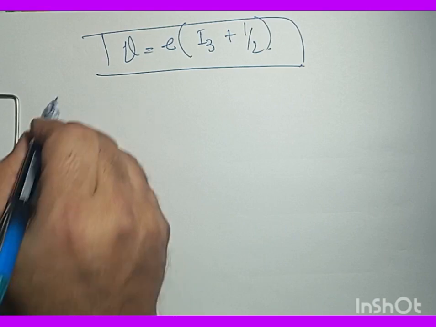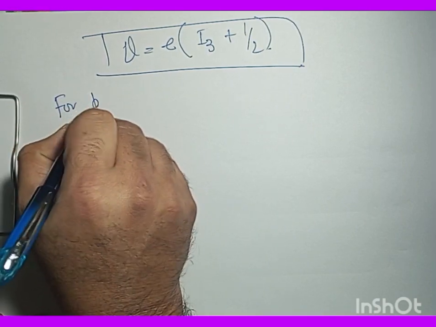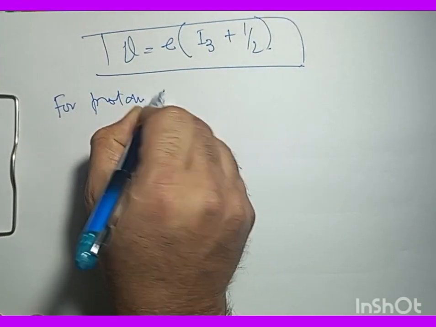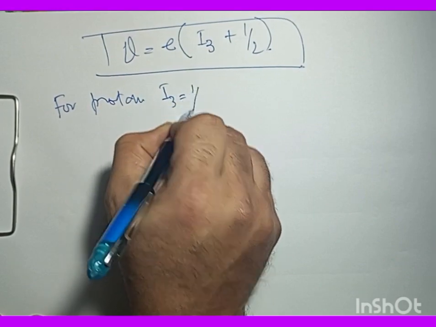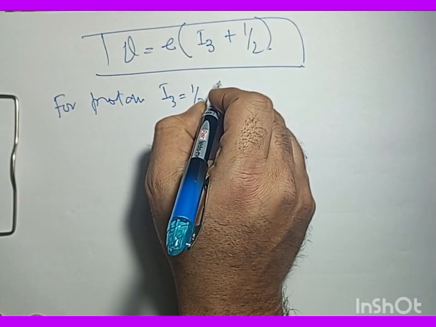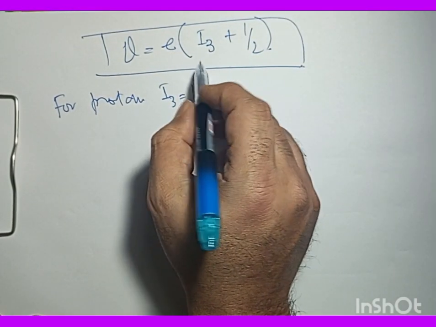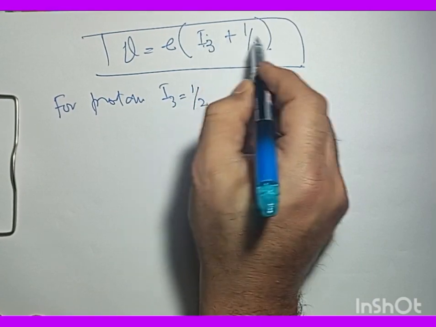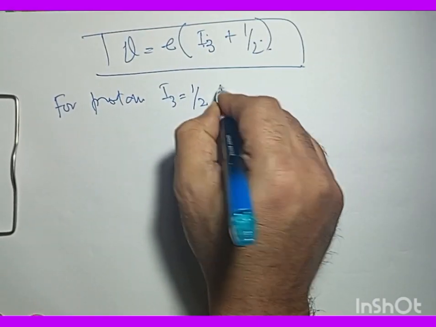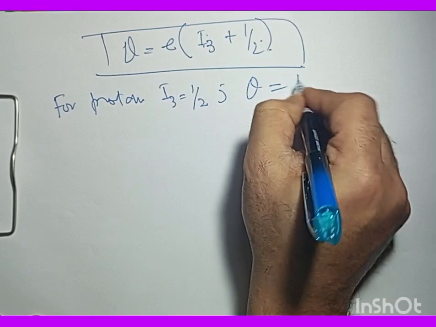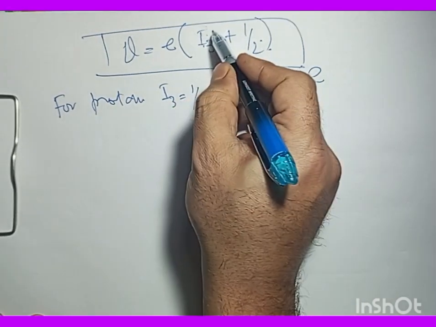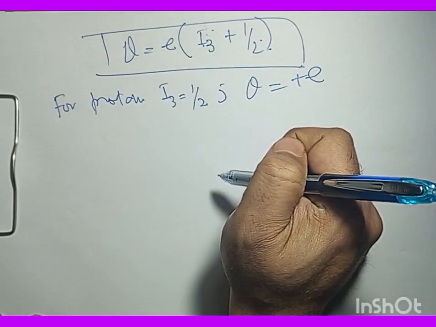So for a proton, what is I3? I3 is plus half. And therefore, what will be the charge? If it is half plus half, that will give us Q equal to plus e, simply, because putting I3 equal to 1 by 2 will give us 1.